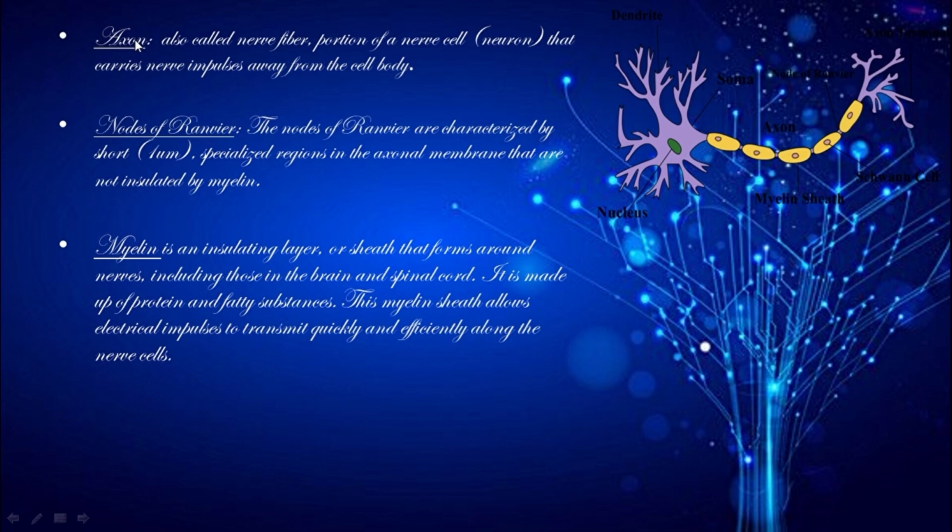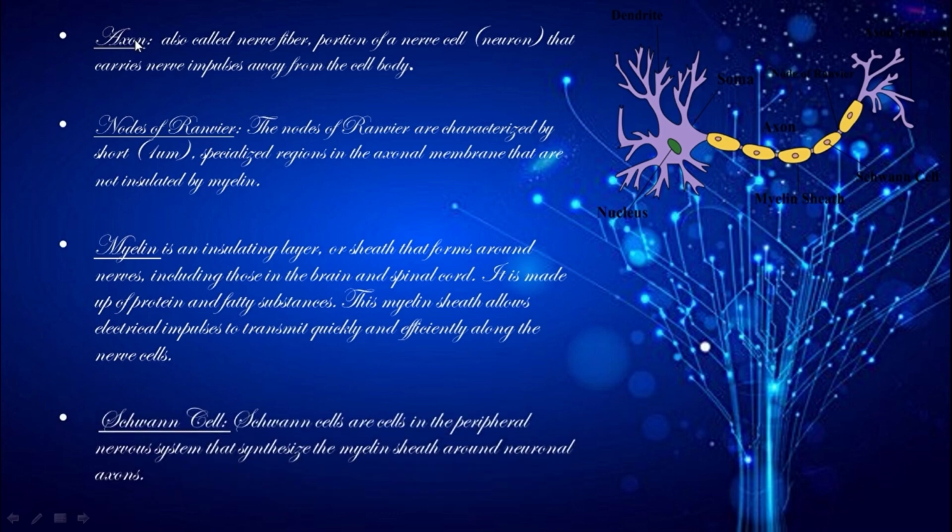Myelin is an insulating layer or a sheath that forms around nerves, including those in the brain and the spinal cord. This is made up of protein and fatty substances. This myelin sheath allows the electrical impulses to transmit quickly and efficiently along the nerve cells. Schwann cells. The Schwann cells are the cells in the peripheral nervous system that synthesize the myelin sheath around the neuronal axons, and this Schwann cell, by producing the myelin sheath, helps in increasing the electroconductivity of a neuron.